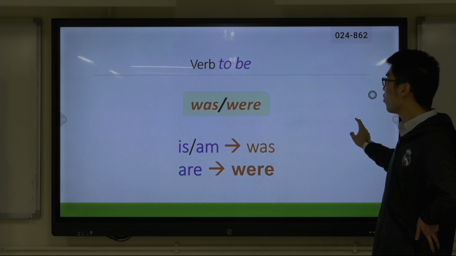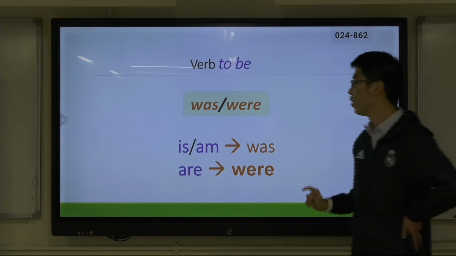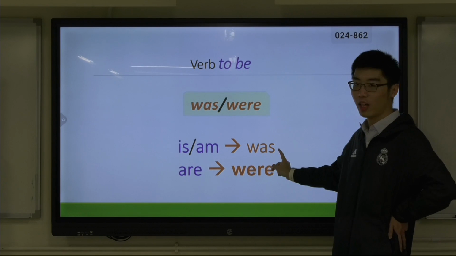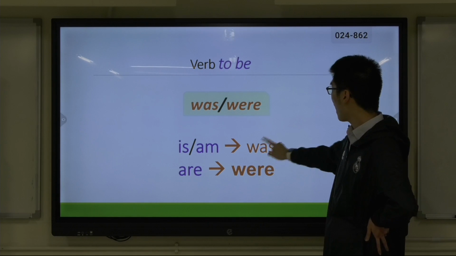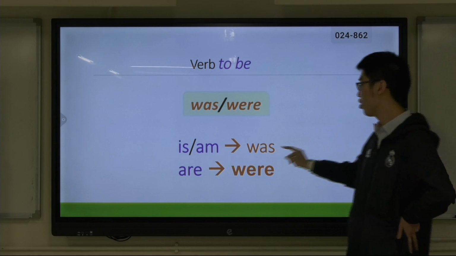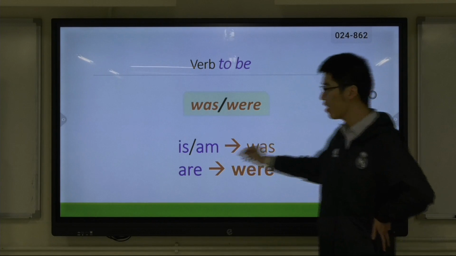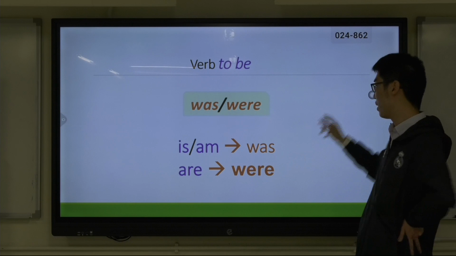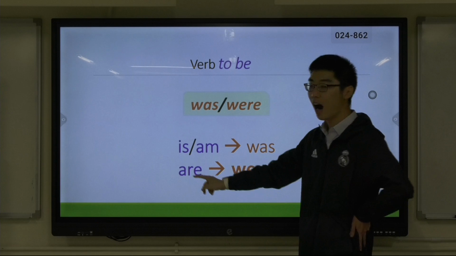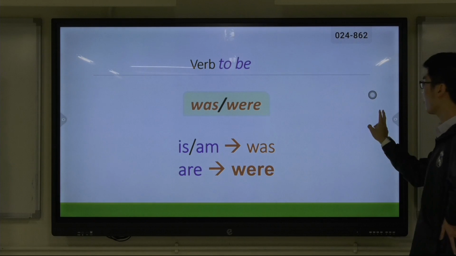So for the verb to be, we change be to was and were. So for is and am, we change to was, okay? You can see was has a and s, okay? So it included is and am, okay? These two words, a and s, is, okay? So is may help you to remember this word, okay? After that, were is the past tense of are. You can see re at the end of both verbs, okay?